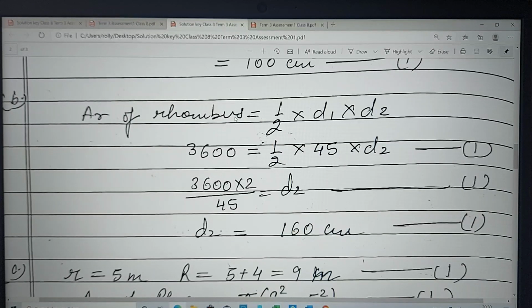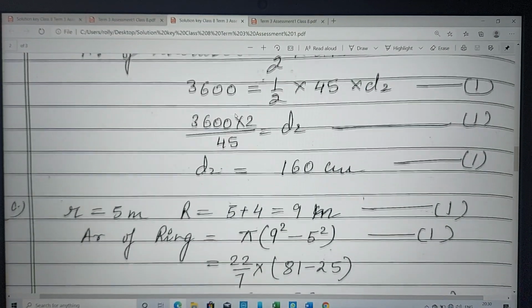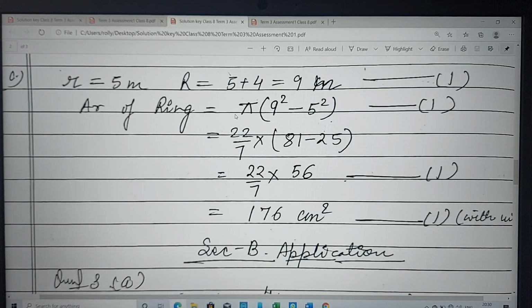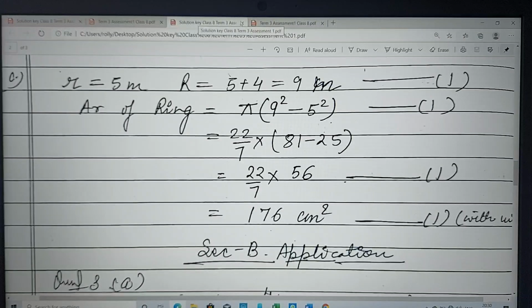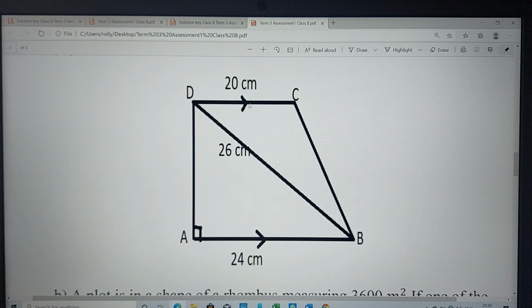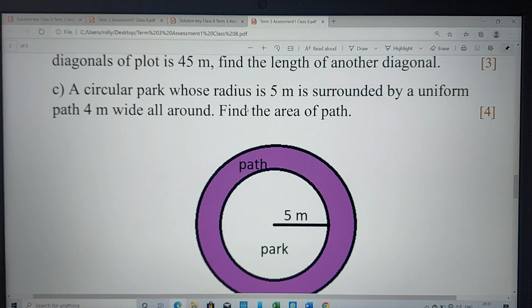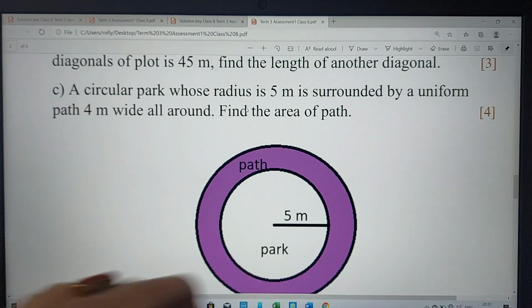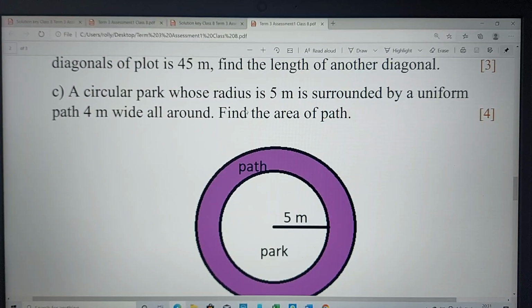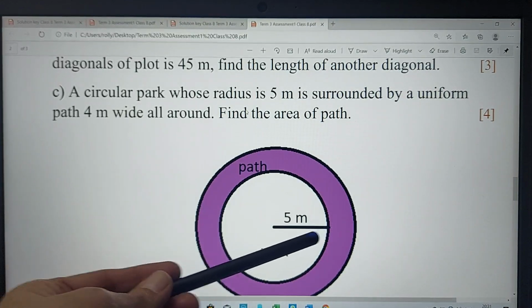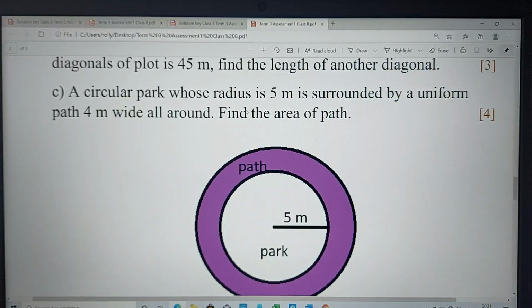Clear? Next question, you have to look at the question paper which has been given. It is this. A circular park whose radius is 5 meter is surrounded by a uniform path of 4 meter. So basically the inner radius has been given. You can see that there are two concentric circles and the shaded part is showing the ring. So basically it is a ring.